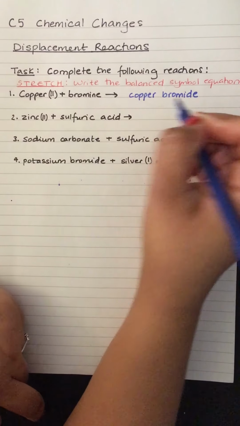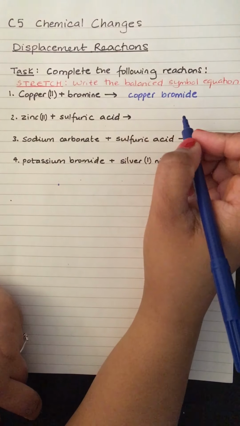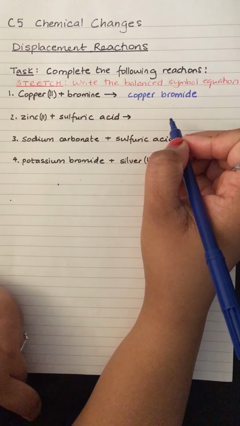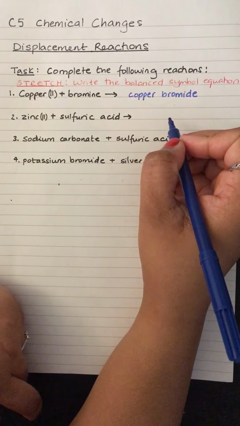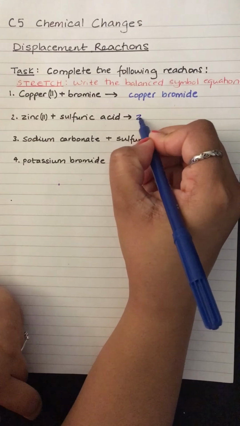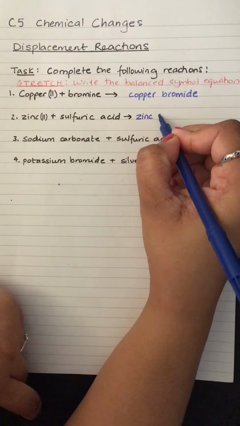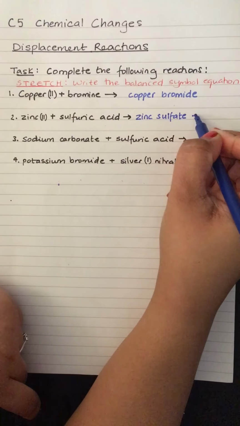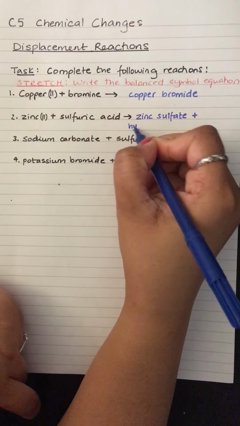Right, next, zinc plus sulfuric acid. Remember, metals plus acid form a metal salt and hydrogen gas, so we're going to form zinc sulfate plus hydrogen.